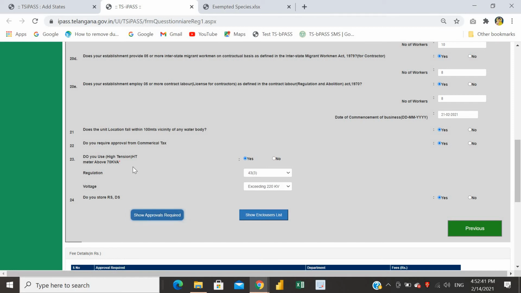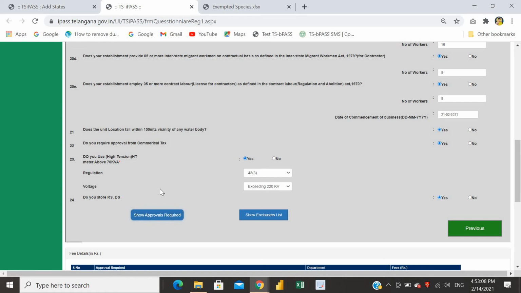Then, do you require an approval from commercial tax? This is basically a question for enrollment of the professional tax registration. So it again depends upon the turnover. Depending upon the turnover, you need to take a professional tax registration certificate. So the question is framed in that way. But still I want a professional tax registration, so I'm just ticking yes.